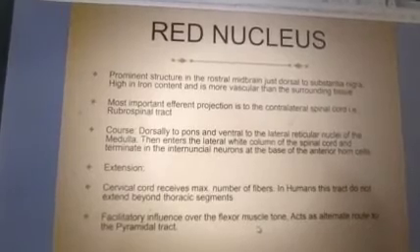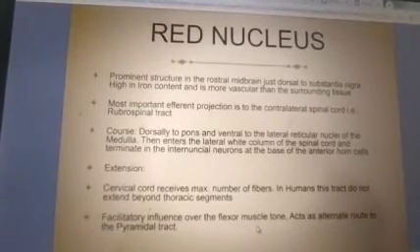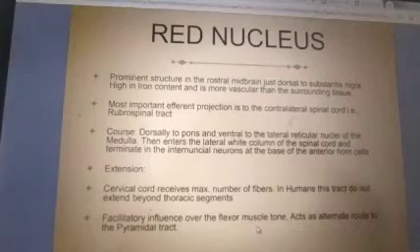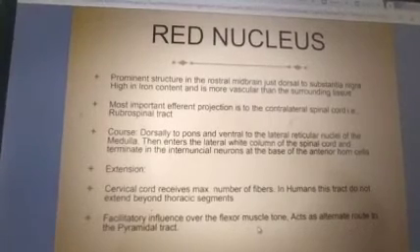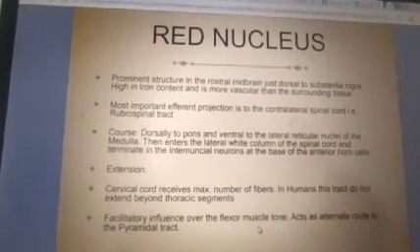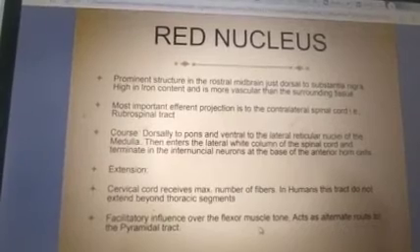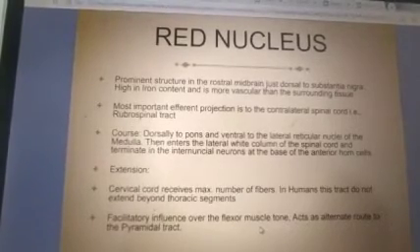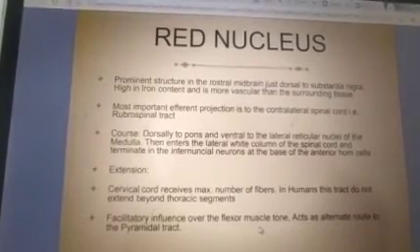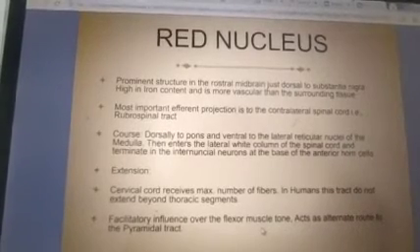On its extension, the cervical cord receives the maximum number of fibers. In humans, this tract does not extend beyond the thoracic segment. It has a facilitatory influence over flexor muscle tone and acts as an alternative route to the pyramidal tract.